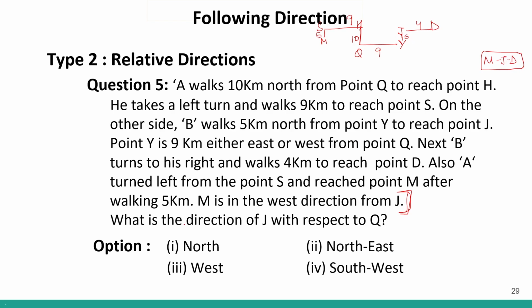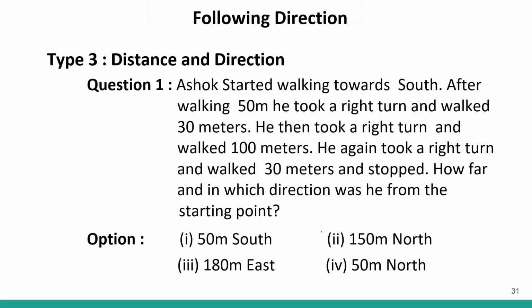Okay. Now, what is the direction of J with respect to Q? So over here, this is the direction of J with respect to Q. With respect to Q, J is in which direction? It is in the northeast direction. So our answer will be option number 2, northeast. Clear?